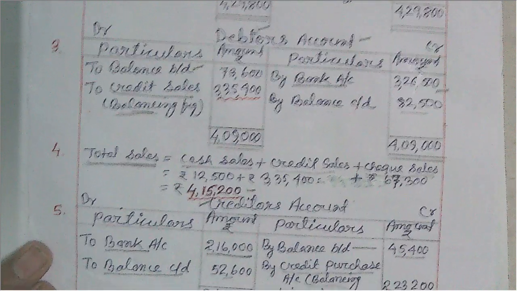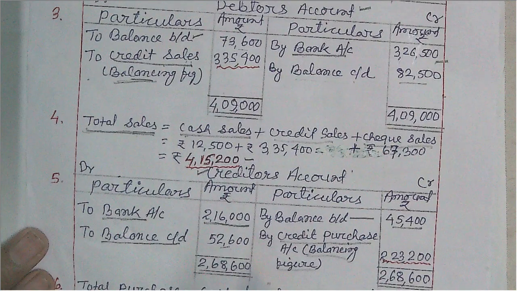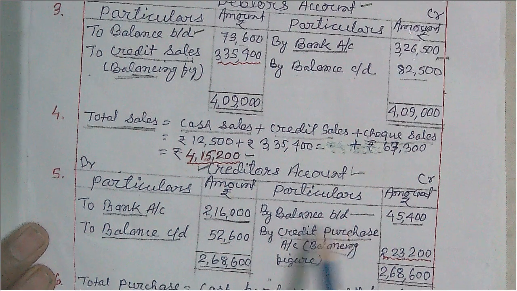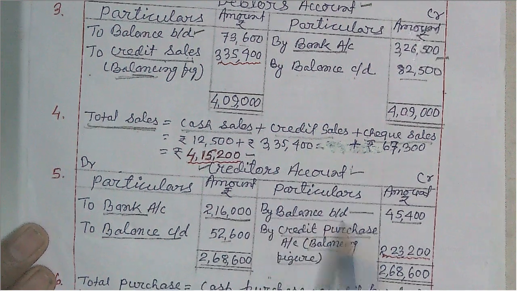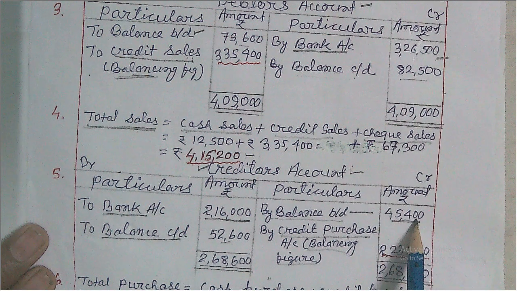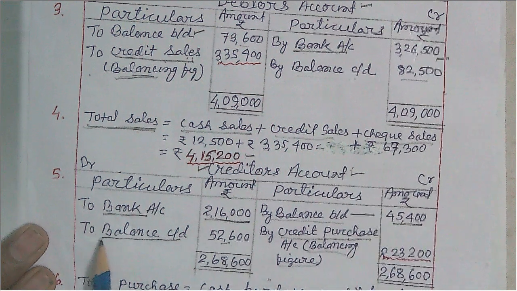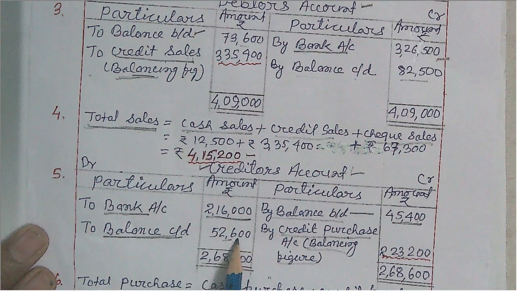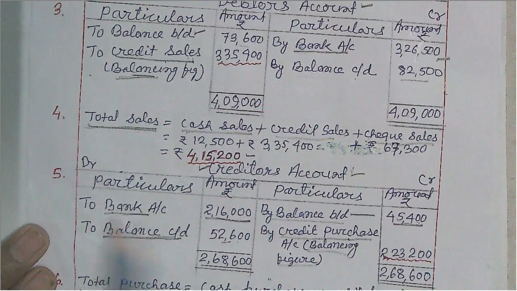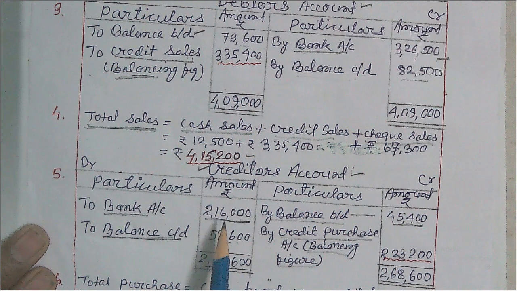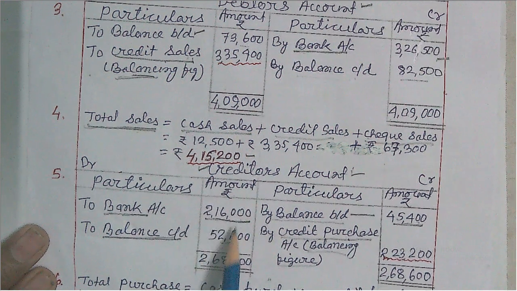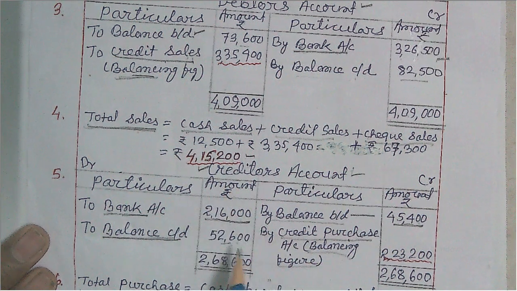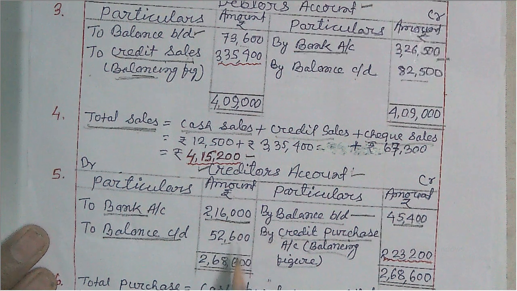Okay, then similarly the creditors account is to be prepared. The creditors account is prepared in this manner here. Creditor balance is a liability, so the opening balance starts on the credit side, 45,400 given in the question, and the closing balance is 52,600 given in the question. And now the bank account: this is the amount paid to creditors, given in the question, 2,16,000. After this there are no other transactions recorded in the creditors account, only these 3 transactions.